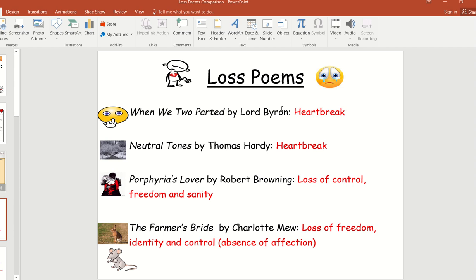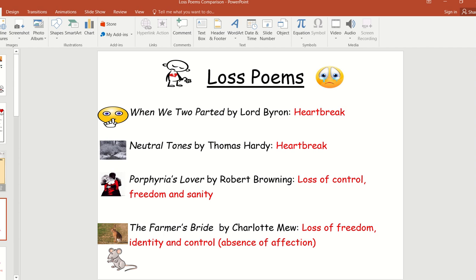an autobiographical poem, as is Neutral Tones, and in When We Two Parted, Byron is reflecting on and expressing his heartbreak in response to a relationship that he had with a lady called Lady Frances Webster. And that was actually an affair. So, Lady Frances Webster was married to one of Lord Byron's friends, and that's how he met her, and they started having an affair. And When We Two Parted is based on that affair ending.